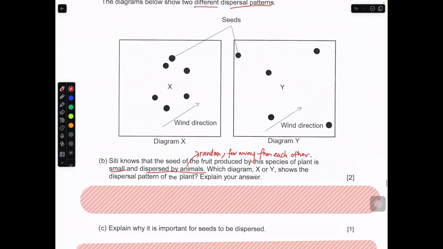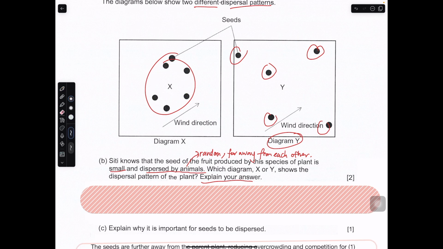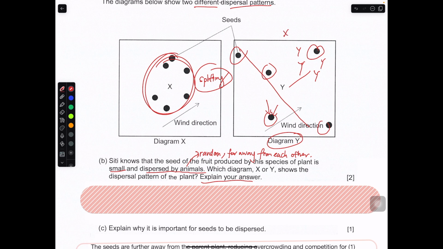Okay, so this part over here is really diagram 1, because over here they are all far apart, as compared to this, they are more or less clustered around. It looks like this one is more towards splitting rather than animal. And if you notice, this one is not in the direction of wind, because if it's in the direction of wind, you will not find this over here. Because all of the seeds will be in this manner. So definitely this is not wind as well.